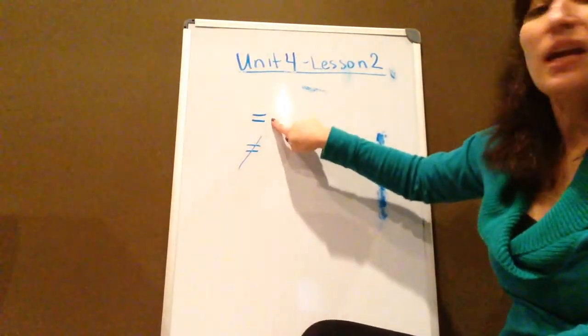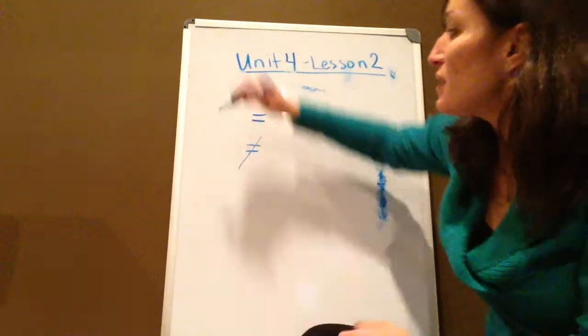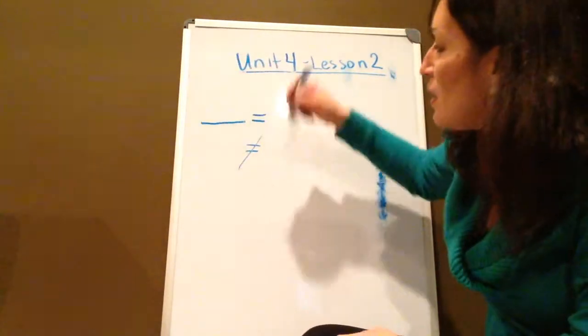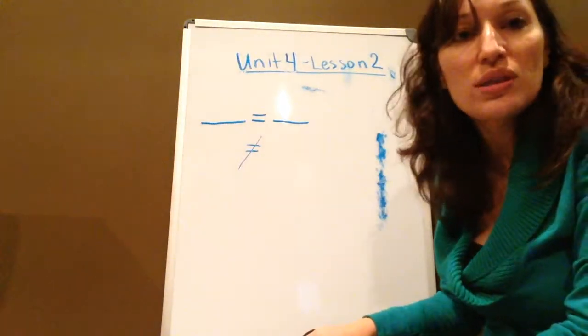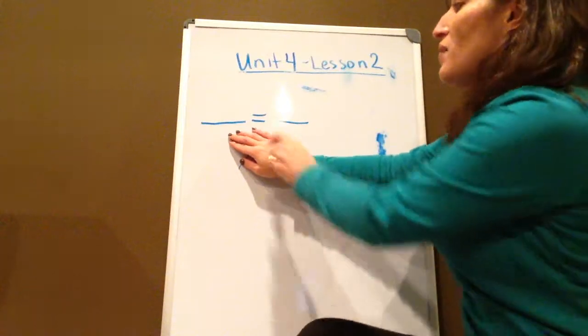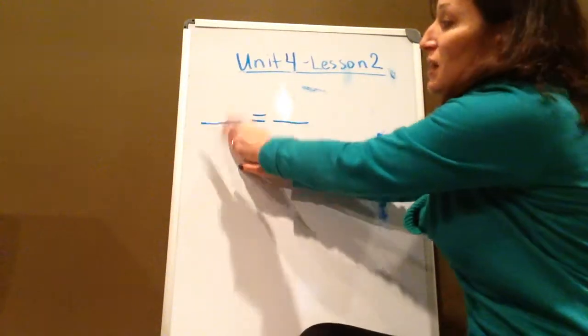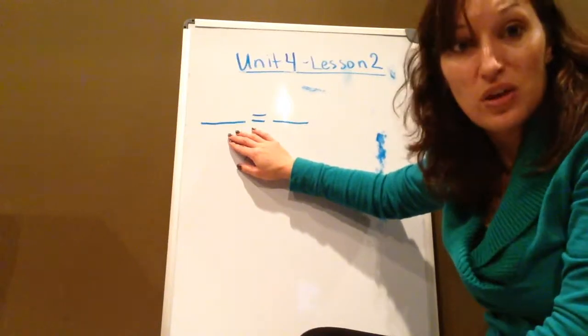Okay, this sign means equal, right? The equal sign is telling us that something is the same as something over here. There's always two sides of an equation, right? This side and this side. And the equal sign in the middle is telling us that this has to be the same as this. They have to be the same value, okay?